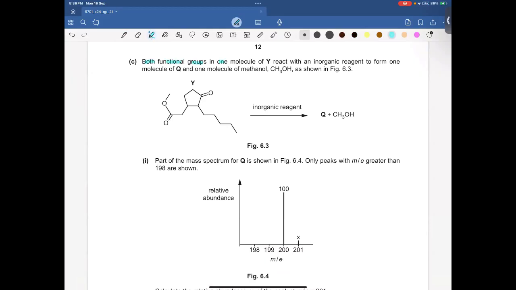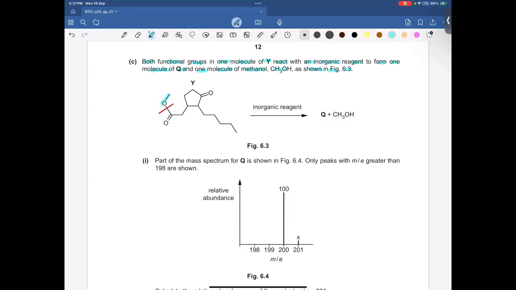Both functional groups in one molecule of Y react with an inorganic reagent to form one molecule of Q and one molecule of methanol, as shown in figure 6.3. So when it reacts with the inorganic reagent, you will get methanol and Q. I'll get methanol if this ester is going to be hydrolyzed, so I'll get the methanol from this part of the molecule.